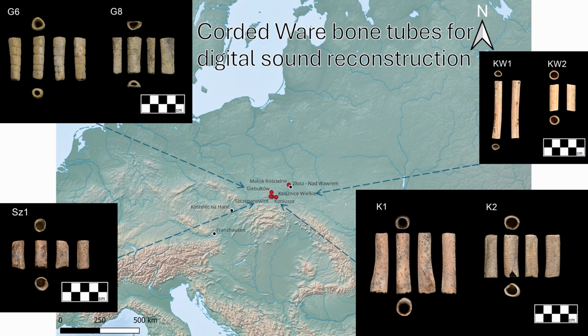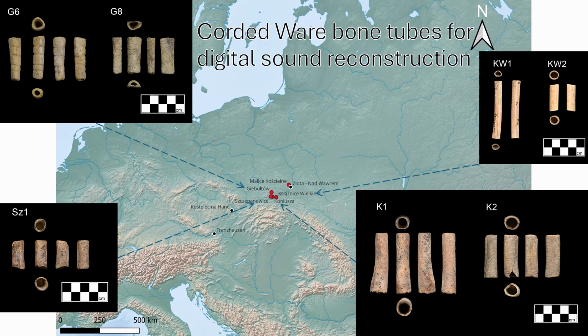Those artifacts were recorded in graves, mostly as single finds. The exceptions are objects from the Moravian Kostelec na Hané and the Lesser Poland Giebułtów. The studied artifacts vary in many aspects, including state of preservation. The best state of preservation is presented by KW1 and KW2 from Książnice Wielkie. Both specimens are made of bird bones. Other artifacts were made of mammal bones, sheep or goat.